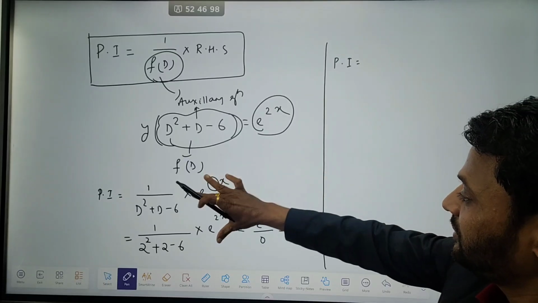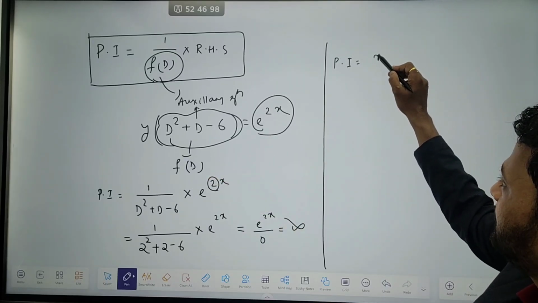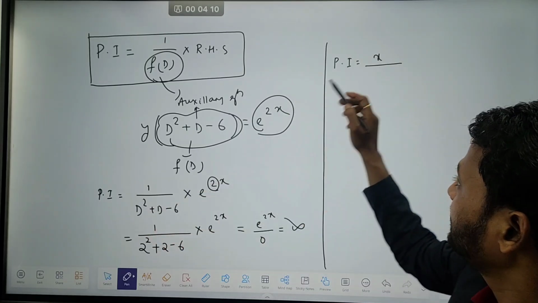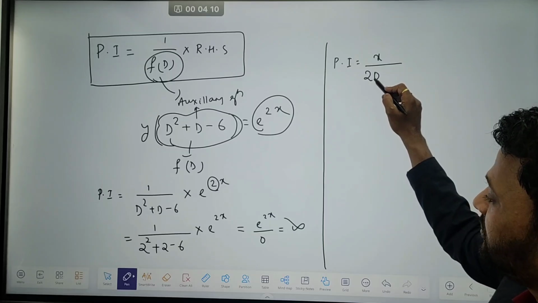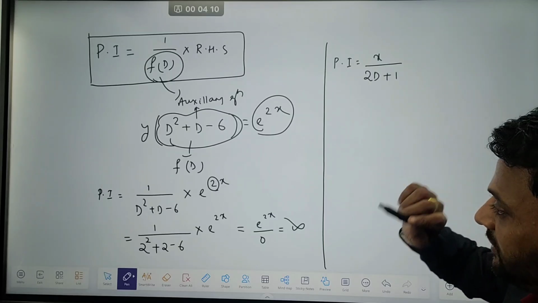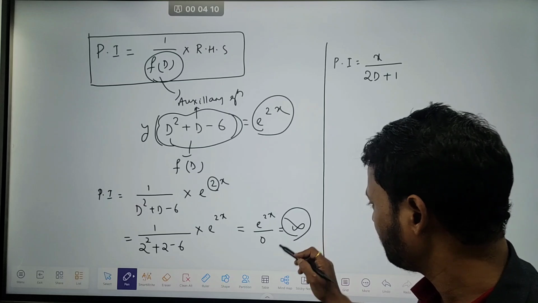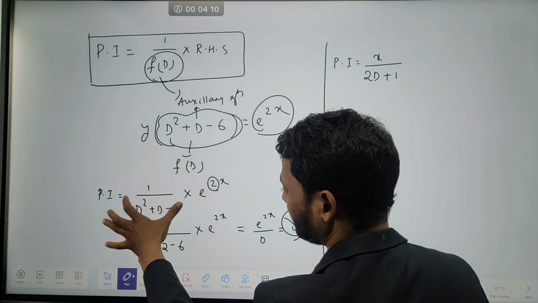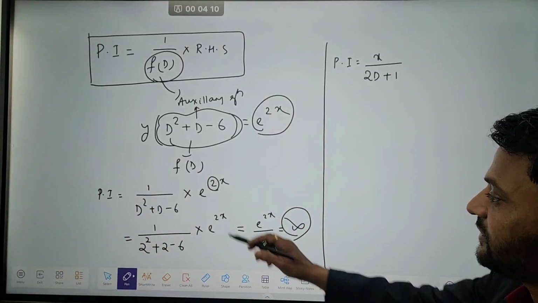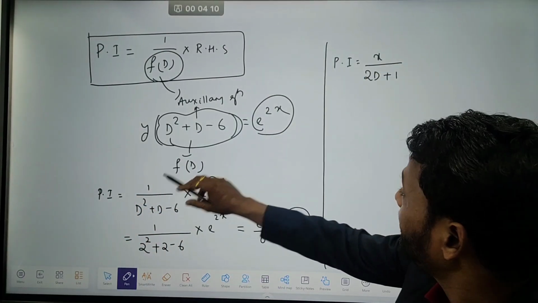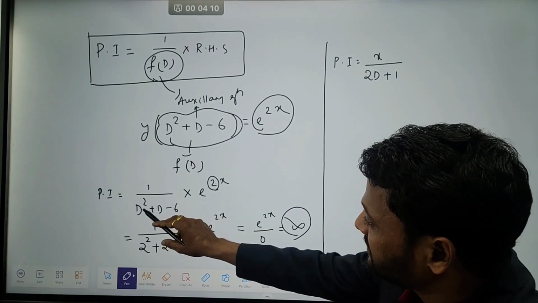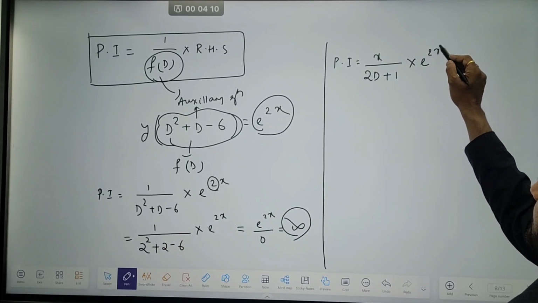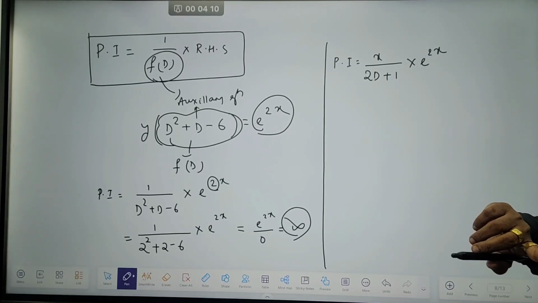If the answer is coming infinite, then what will you do? You write PI equal to, you multiply x in the numerator, and at the same time you differentiate the denominator with respect to D. Again I repeat, if your answer is coming infinite, you just multiply x in the numerator and differentiate the denominator with respect to D. So multiply x here, and the differentiation of D square plus D minus 6 is 2D plus 1, into e to the power 2x. Understood? Is it clear?